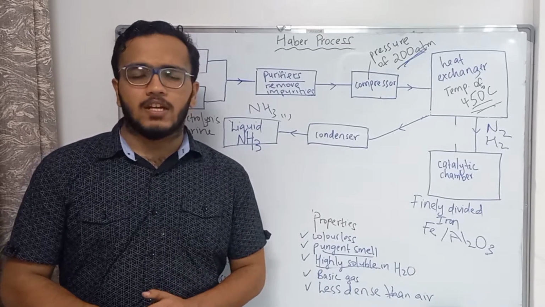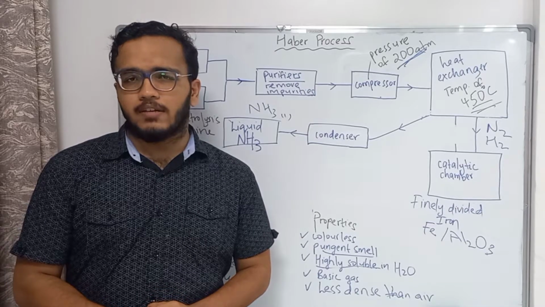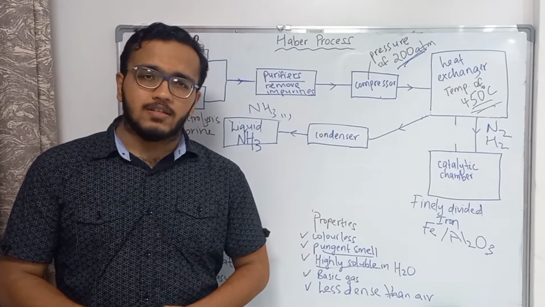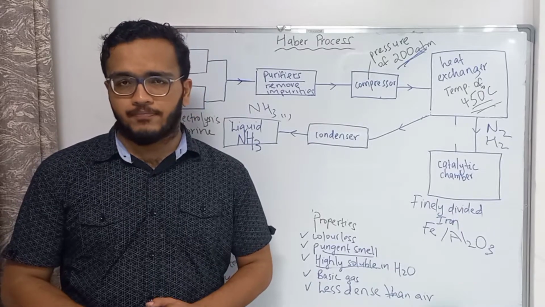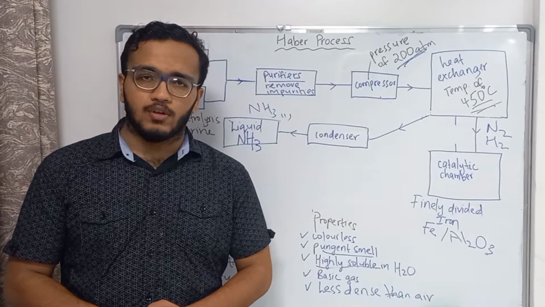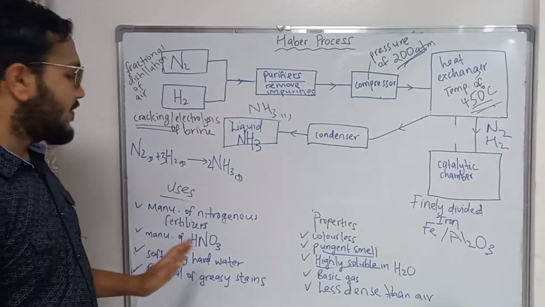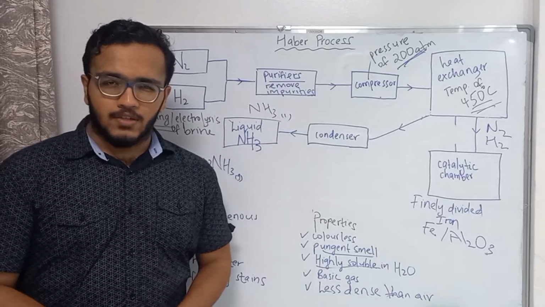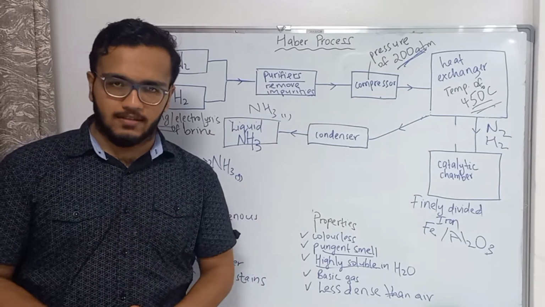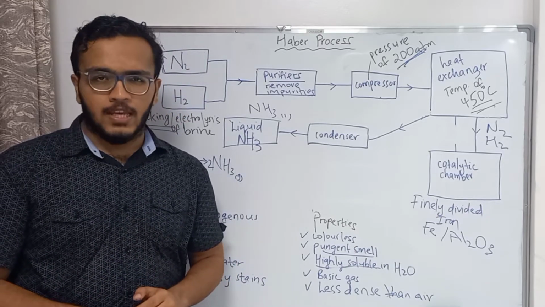Ammonia has several uses. The most important one that we can remember is manufacture of nitrogenous fertilizers such as ammonium nitrate, ammonium sulfate. But it also has a few other uses. It is used in removal of greasy stains, softening hard water, and manufacture of nitric acid. So we just need to know one or two so that when asked we can answer them. Now we go to the actual manufacturing of ammonia gas.